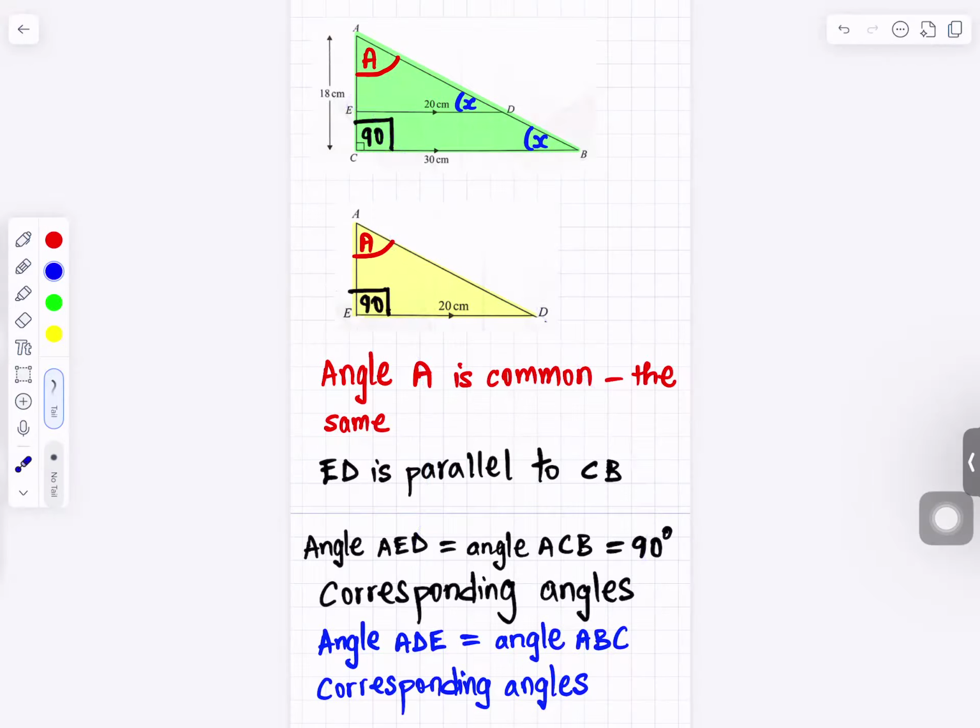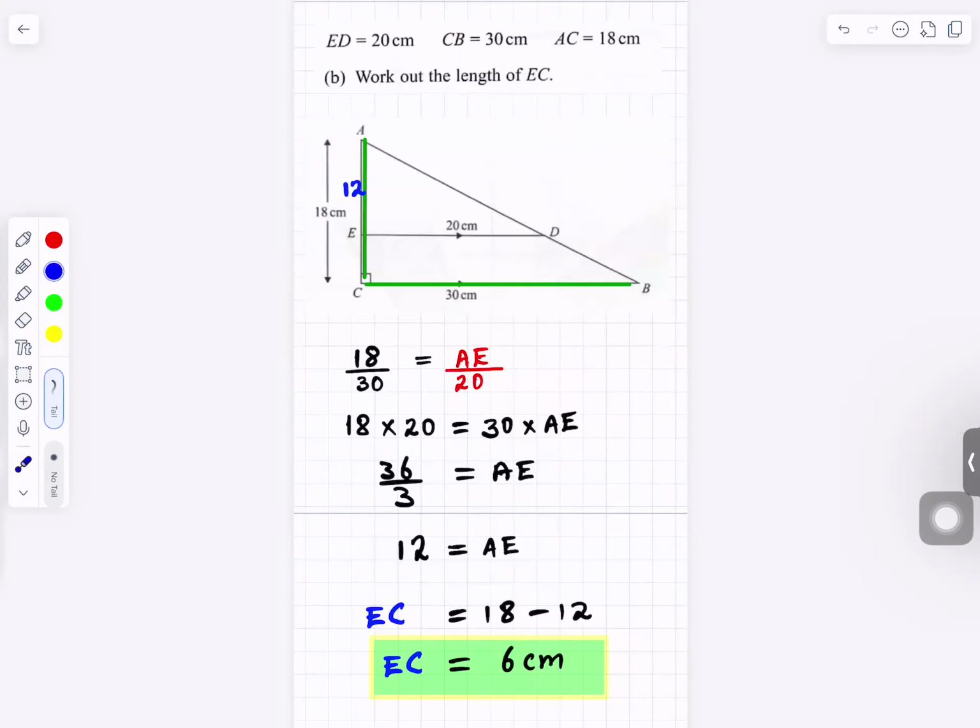What else is the same? Angle ADE is X there, is equal to angle ABC, which is X. They are corresponding angles. If you look at the letter F there, corresponding angles, think of that letter F lying flat. So that angle at the top is the same as this angle there. So they are corresponding angles. So they got two angles the same, three angles the same, and they got a side the same.